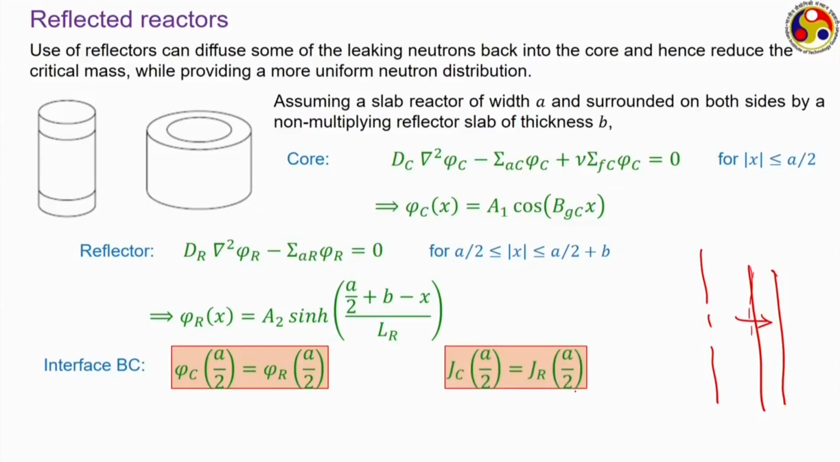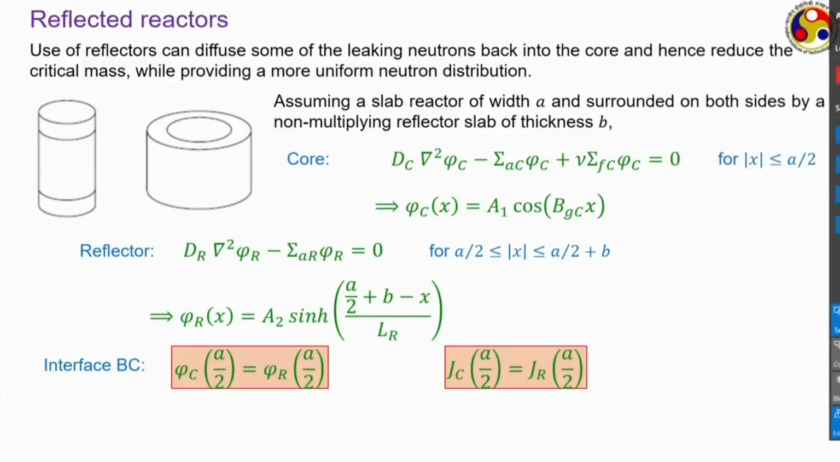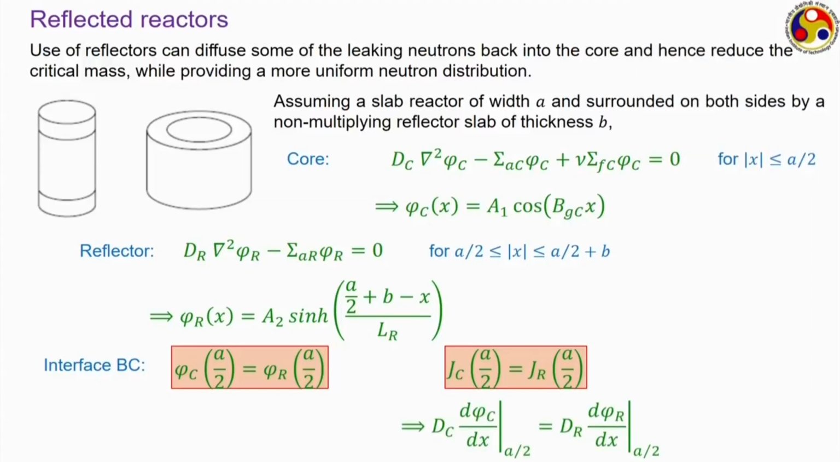Only then can we avoid any kind of jump in the value of the neutron flux. And we have a second boundary condition. The equality of flux alone is not sufficient; we also have to consider the gradient of the flux, or the neutron current density. That also should be equal for both core and reflector at that interface. So, here J represents the neutron current density, and by using Fick's law of diffusion we arrive at J being minus D d phi by dx. So, we get this particular equation.